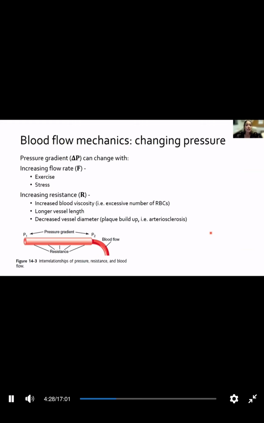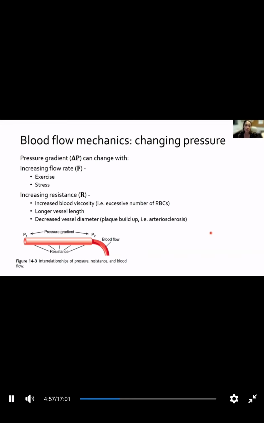So what happens if we change the pressure? If the pressure gradient is changed, there's a few things that make that happen. If we increase the flow rate, that can happen naturally during exercise or during stress or fight or flight responses. That might increase flow rate because our body is demanding higher flow so that the body tissues can be nourished at a faster rate.